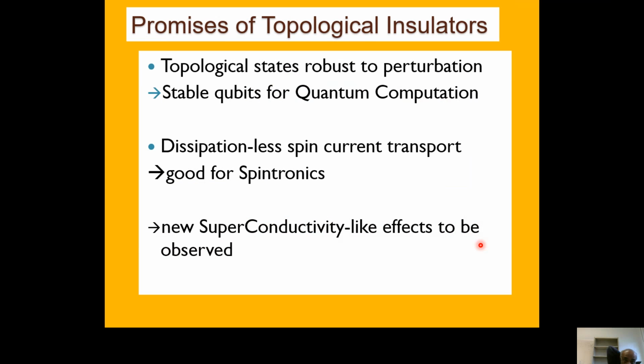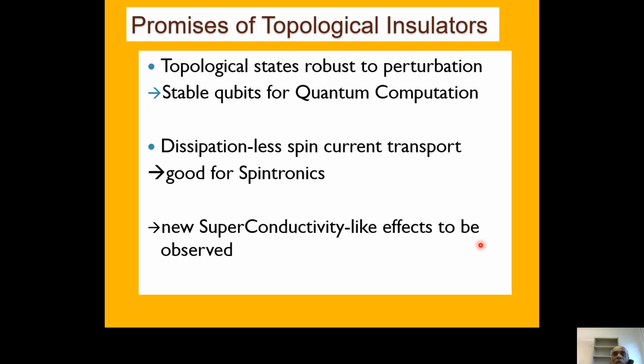So actually these topological insulators have a lot of promise because these states are very robust to perturbation. That means they are very stable, right? So if you use these for quantum computations, these states are very good stable qubits, right? In qubits, we need to have these two very stable states, right? That's why we can have something called quantum entanglement. So these topological states are very robust to perturbations. They are good stable qubits for quantum computations.